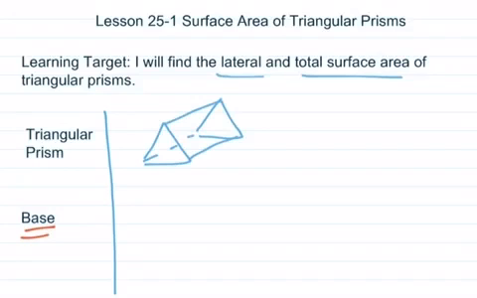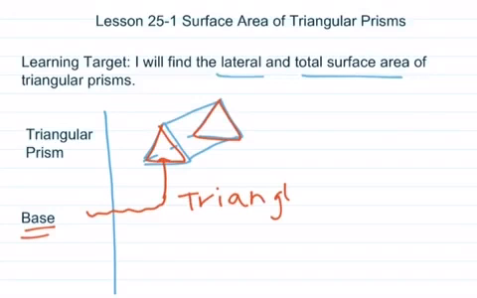Now the bases of a triangular prism. This is where people kind of get into some trouble. The base of your triangular prism is actually the two triangles. Okay, so the two triangles are actually the base. So I'm going to write that. The triangle is the base.